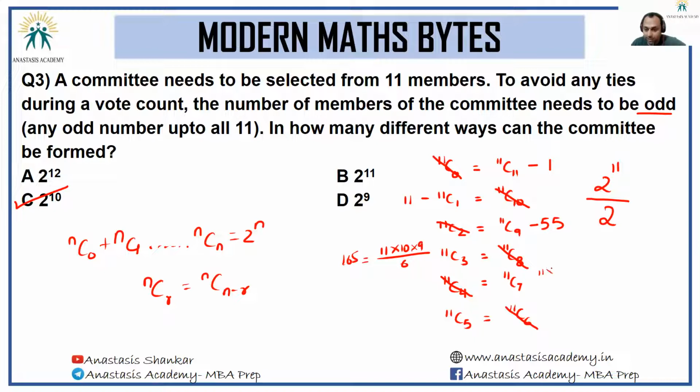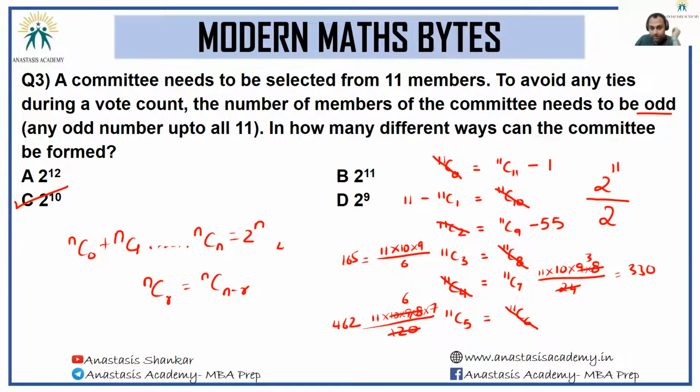11C7 will be 11 into how much? 11C4, no? So 11 into 10 into 9 into 8 by 24. So cancel 3. So this will be 330. And finally this here, 11 into 10 into 9 into 8 into 7 by 120. So cancel and cancel, I get 6. 6 into 7 is 42. 42 into 11 is 462.